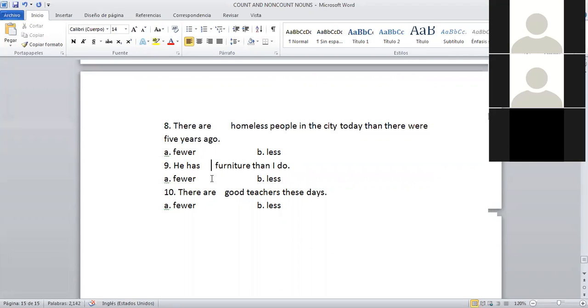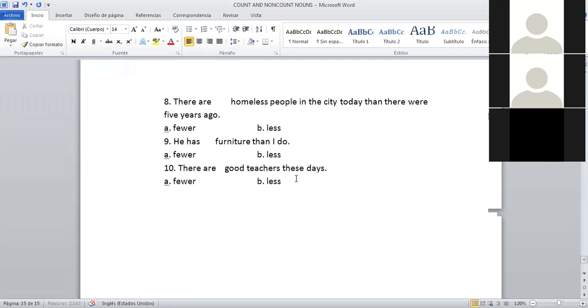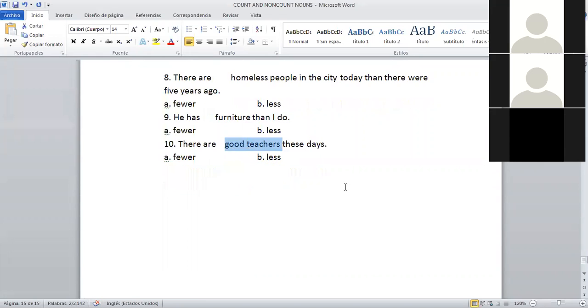Number nine. He has less furniture than I do. Remember that furniture is considered non-count. So he is correct. He has less furniture than I do. Very good. And the last one. Volunteer. There are fewer good teachers these days. Okay, very good.